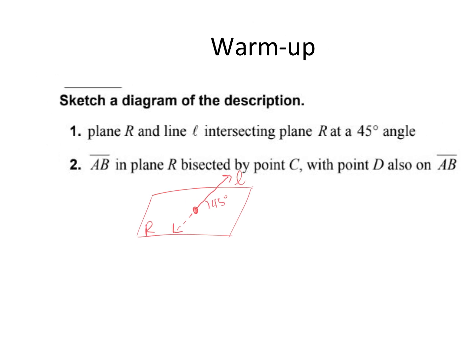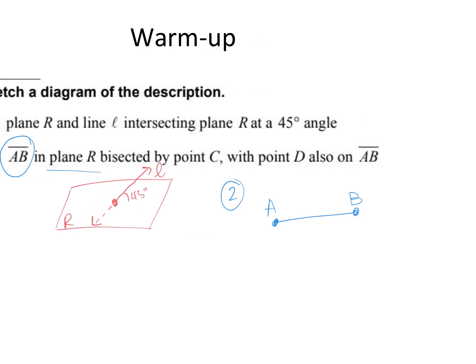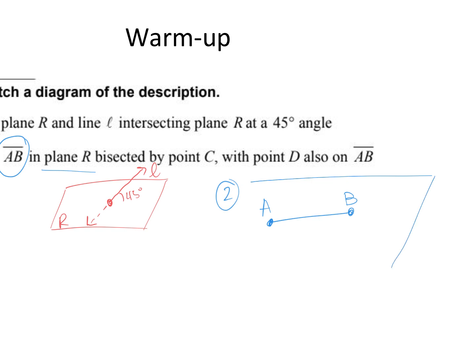Okay, number two, it says AB. But AB is what? A line, ray, or a segment? How do you know it's a segment? Because it has no arrowheads. So draw a segment with endpoints. What are the two endpoints? A and B. It says it's in what? In plane R. So we're going to draw R around AB, like this. And we label this plane R.